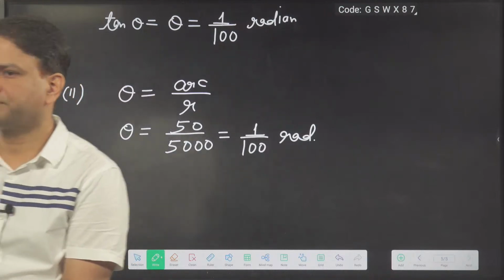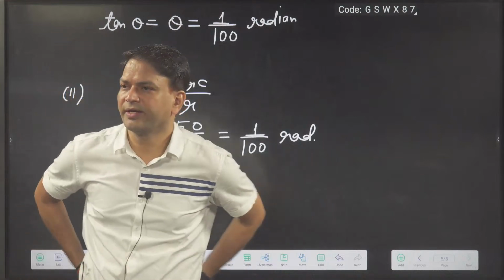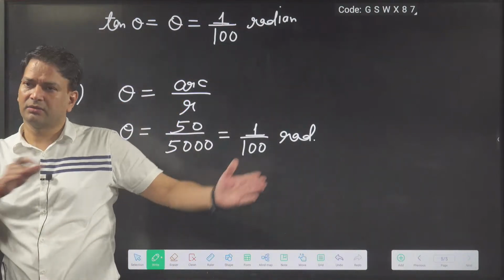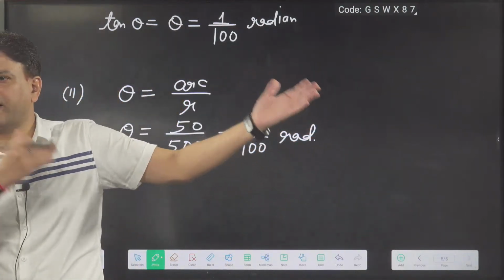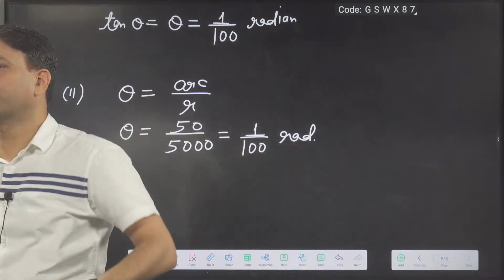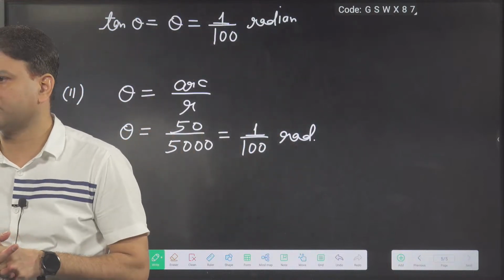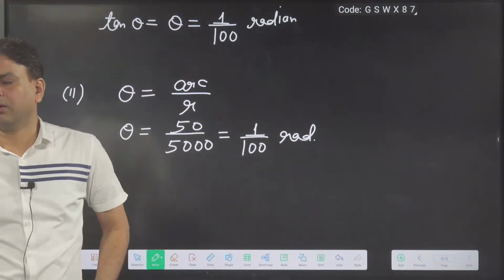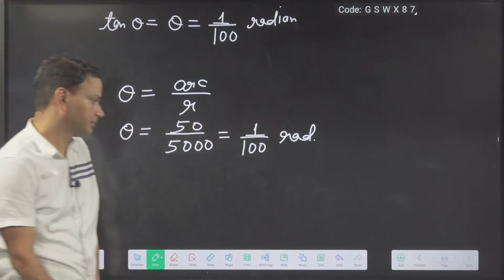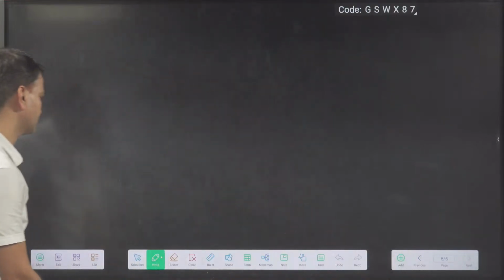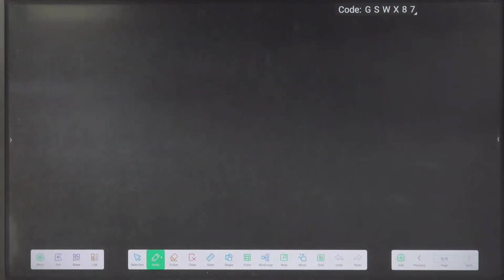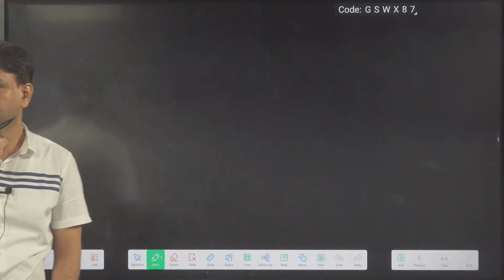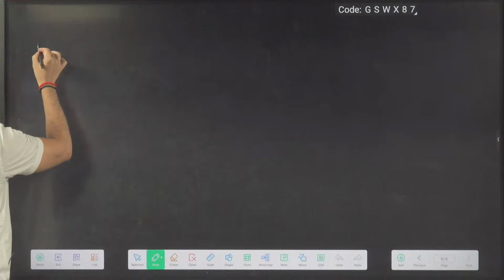Everybody got it? Okay. So there are another two ways. Either, if the angle is small, we can directly use the formula angle is equal to arc upon radius. Now one question you will do.